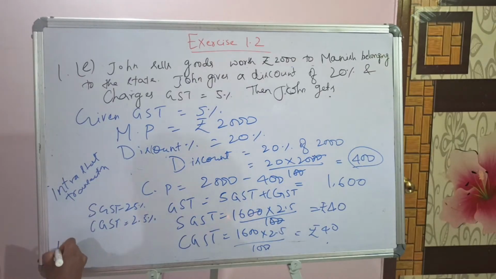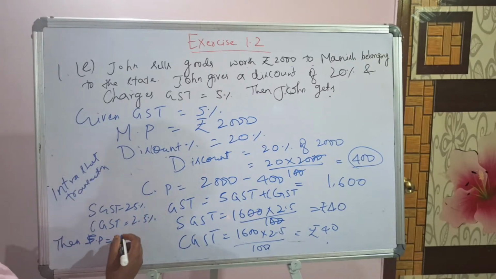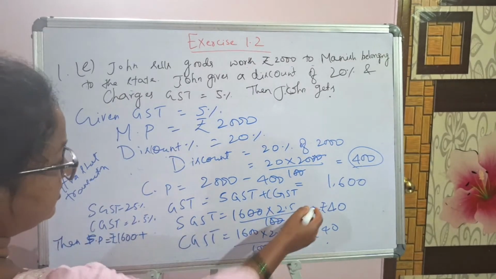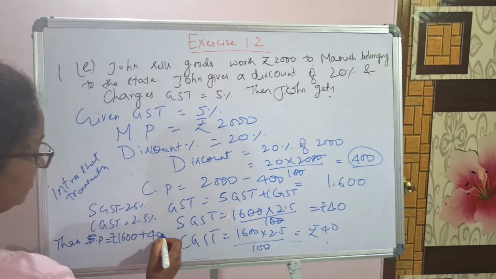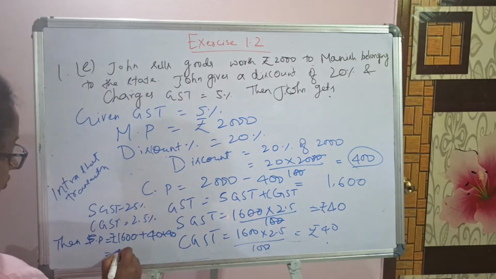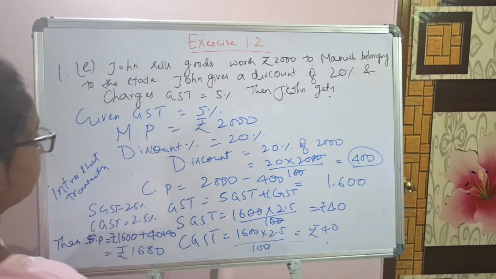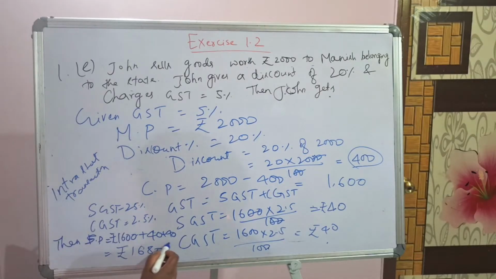Then the final price, that is selling price, is equal to 1600 plus CGST plus SGST, that is 40 plus 40, which is equal to rupees 1680. This is the final amount.